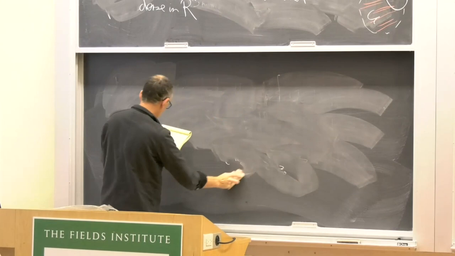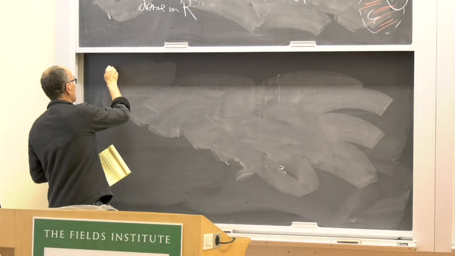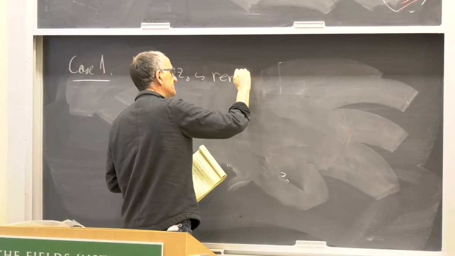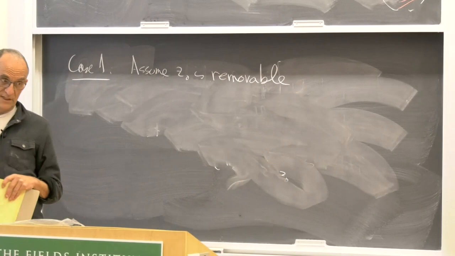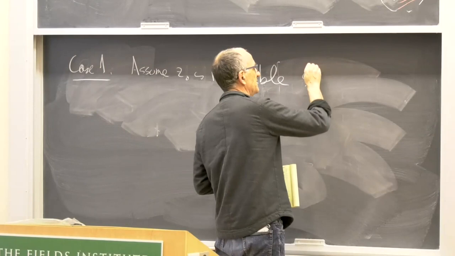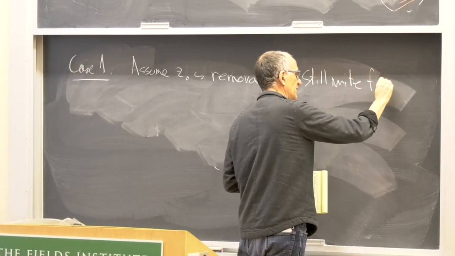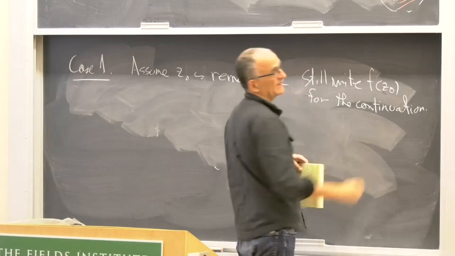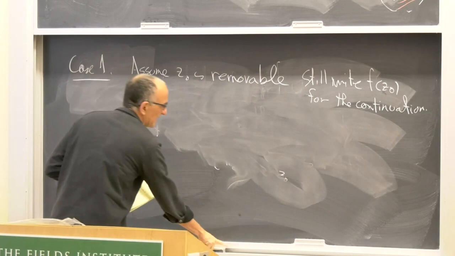All right. Let's say case one. Assume z zero is removable. So F is bounded near z zero. And I will, by abuse of notation, still write F of z zero for the continuation, which is just the limit for the analytic continuation. Although it's not defined there, now we know that there is a unique way to define it, so it makes sense to write that.